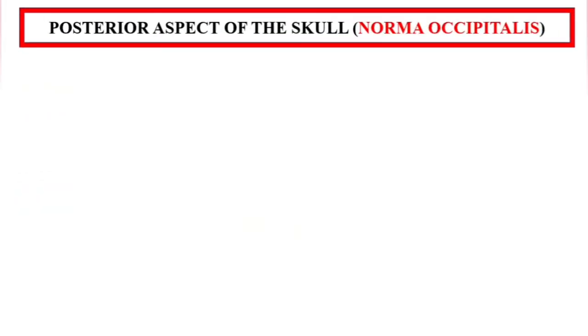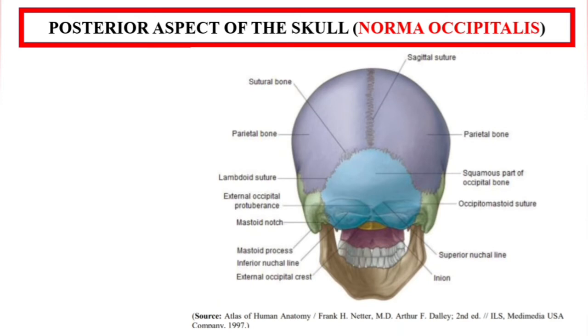Next, we are going to have the posterior aspect of the skull, norma occipitalis. Most parts are formed by the parietal bones, left and right. There is the squamous part of the occipital bone here. Also on the posterior wall, you can see the mastoid processes, the mastoid portion of the temporal bone. Then there is the external occipital protuberance, which you can see here, and the superior nuchal line. Below, there is an inferior nuchal line.